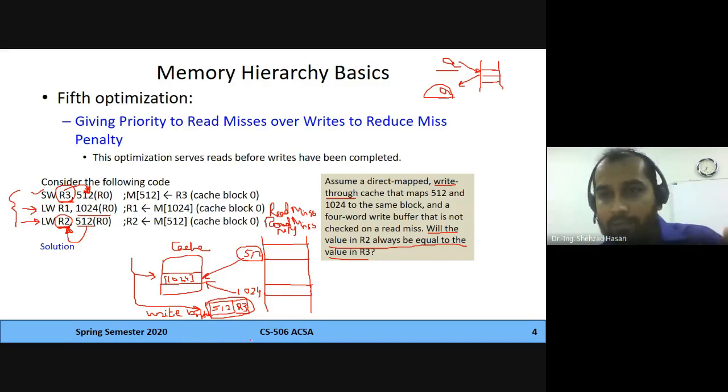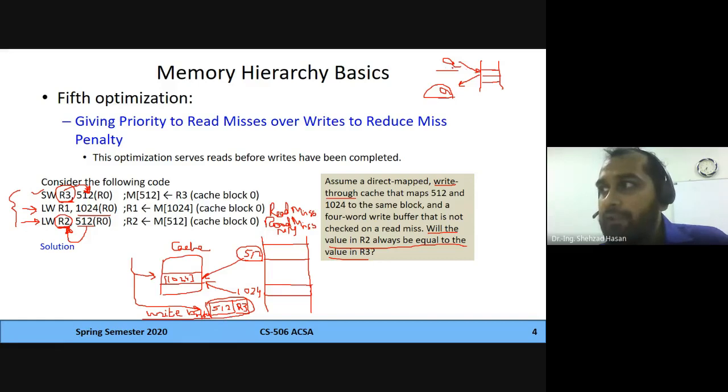And let's talk about this solution in this case. If in the second instruction, what we encountered was a read miss, then we are not going to bring in the value of 1024. Rather, we are going to wait for the write buffer to be emptied first, and then we are going to fetch 1024. So on every read miss, you are going to empty the write buffer, and this would ensure that the value that you are fetching from the main memory on a read miss is always going to be the updated value. Do you get this point?